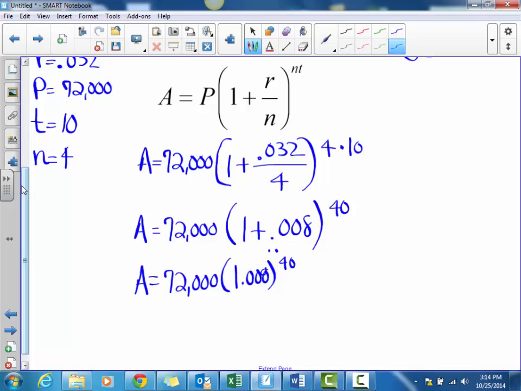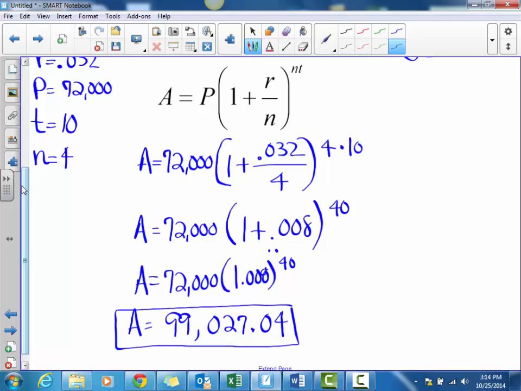So in my calculator, I'm going to take 72,000 times 1.008 to the 40th power. All right, and when I do that, I'm going to find out that my loan amount, the amount that I owe, is $99,027.04.